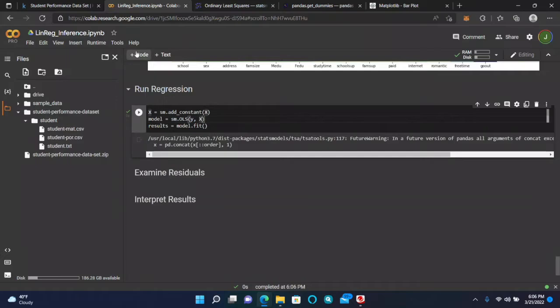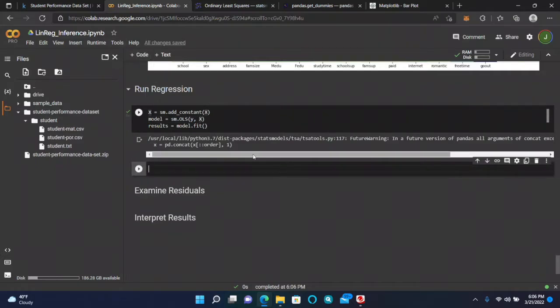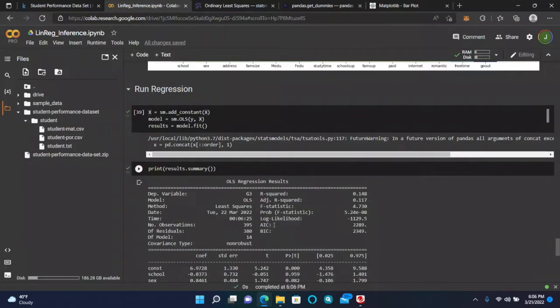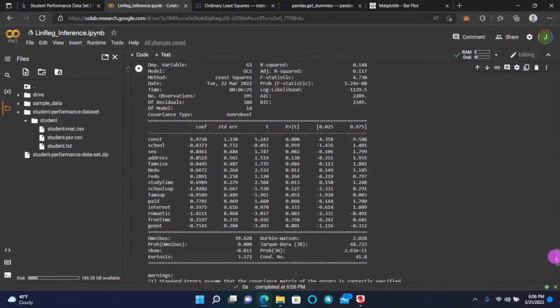Go ahead and run that. Everything looks fine. It's giving me some kind of warning about the future. Doesn't matter. And we're going to print the results.summary. And look at our table. Look at this thing. Now, our adjusted R-squared is not very high, so you probably wouldn't want to use this model for prediction, and that's fine. That's not what we're interested in.